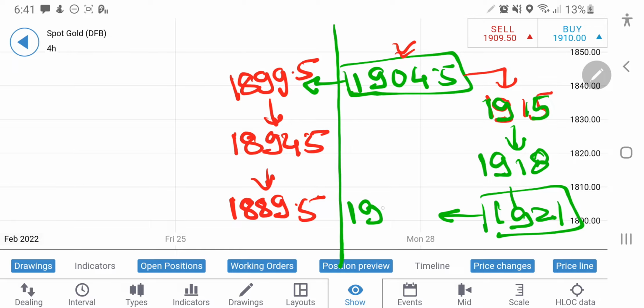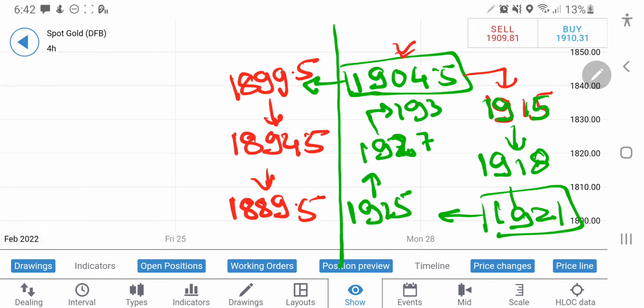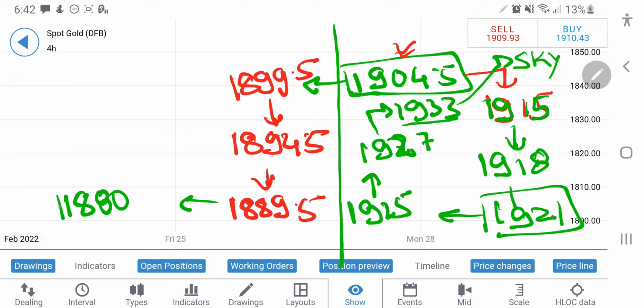The next targets are 1925, 1927 and 1933. Any move beyond 1933, sky is the limit. It can rise to any levels. On the downside, any move below 1889.5, it will try to hit 1880. This is the strong support.